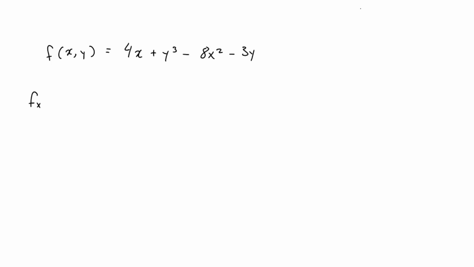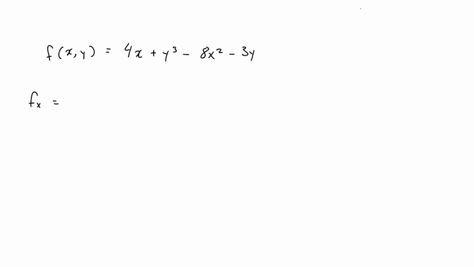To find this, we're going to be taking the derivative of terms with x in it, so we can practically ignore the y's in this case. So we have 4x and minus 8x squared. The others are just going to become 0. So y cubed and minus 3y are going to become zeros. Okay, so let's get to solving it.